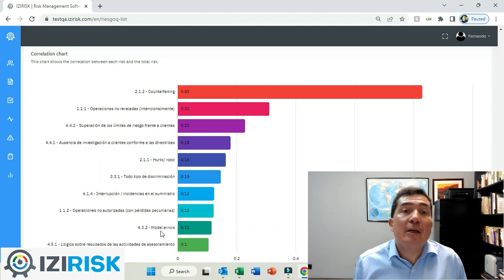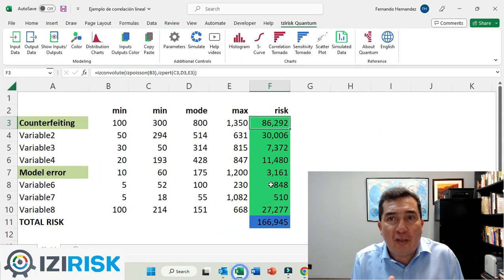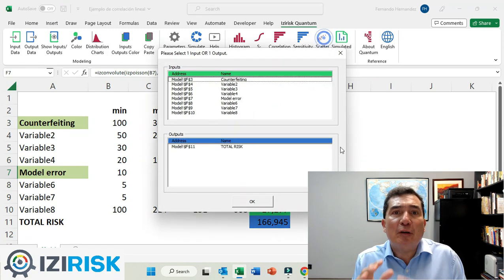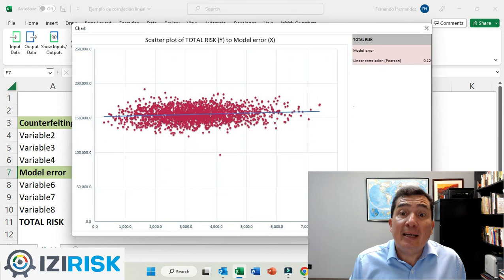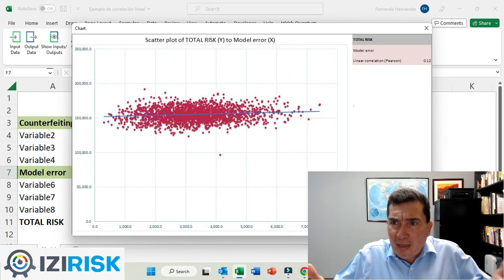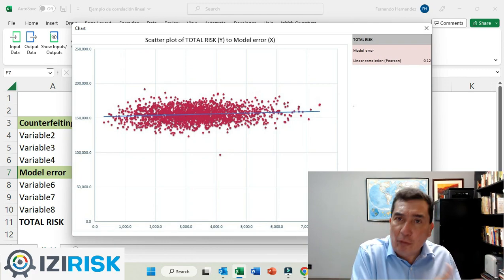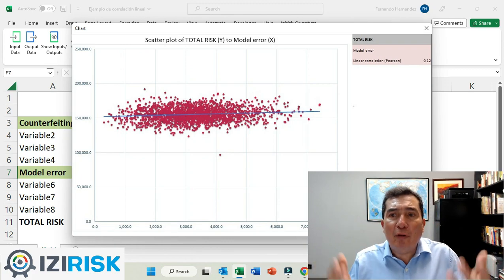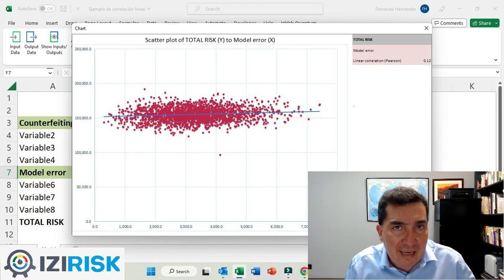On the contrary, when displaying the correlation coefficient between the risk modeling errors and total risks, we observe that this index is only 0.11. That is, it is a relatively low correlation coefficient. This implies that regardless of what happens in the risk of modeling error with high or low scenarios, the total risk is not going to be impacted in the same direction in a significant way.